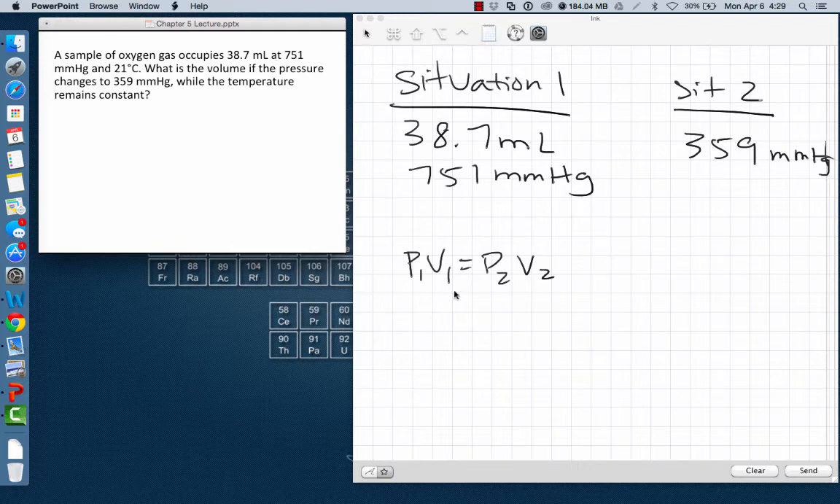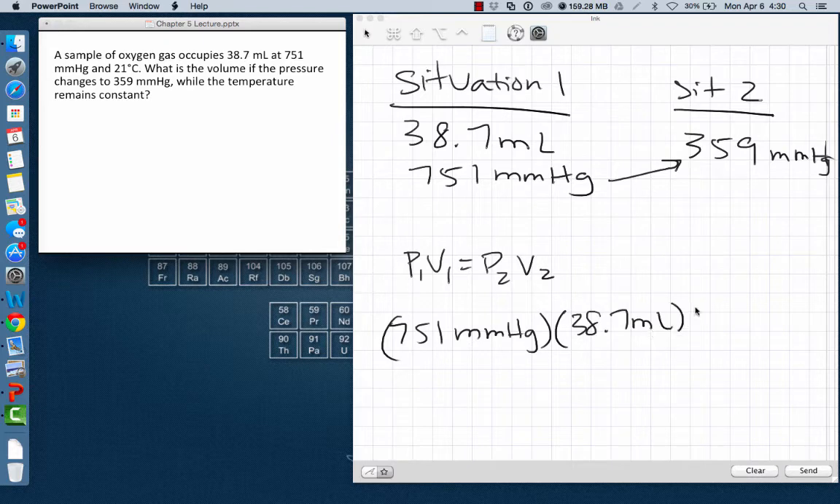Now, if we think about this, we want to know what's going to happen to it. We're roughly making this half the pressure here, right? So we expect the volume to go up, I think, right? Wouldn't you think? So if we do P1V1, we'll do 751 millimeters of mercury times 38.7 milliliters equals 359 millimeters of mercury times V2. And we solve for V2.